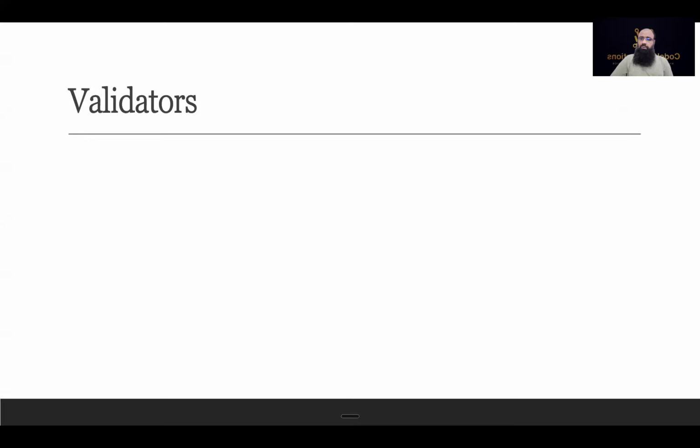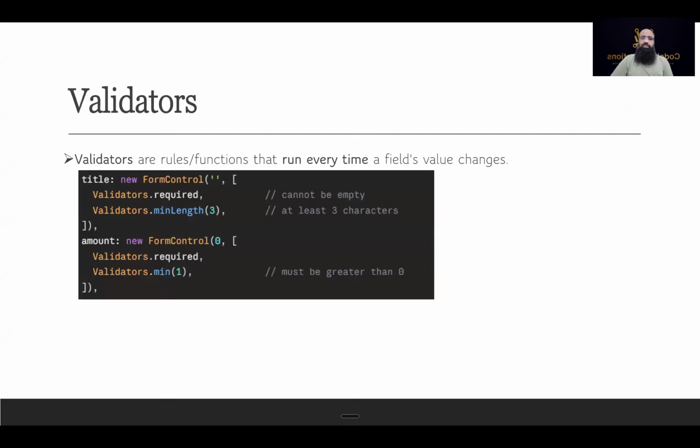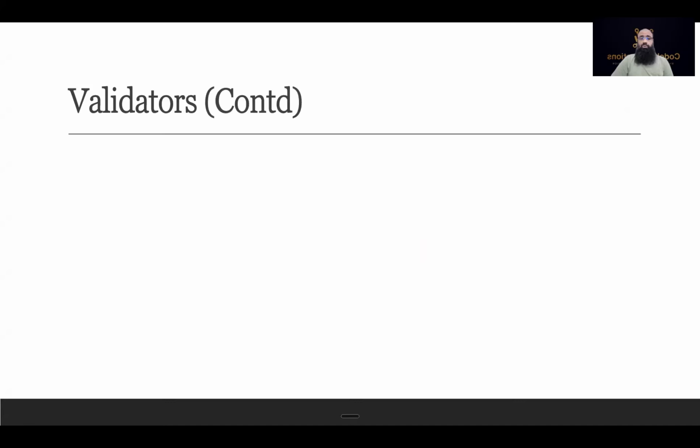Now comes the validator. Basically, we have seen two things, form control and form group. So now comes the validator. What are validators? They're just rules or functions that run every time a field's value is changed. So let's say we are creating a control. What we can do is use the new form control, and inside that we can use an array of validators. When a validator fails, it writes to the error object on the control.